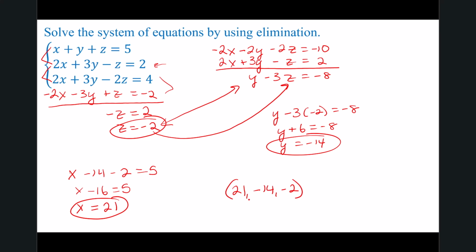To check your answer, you would plug in this point into all 3 equations, make sure it works on all 3, and if it does, then you have a correct solution.